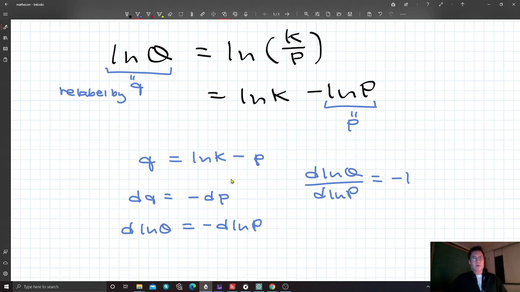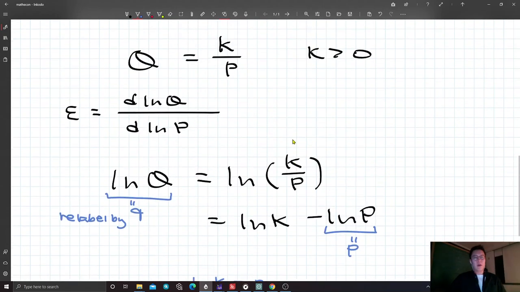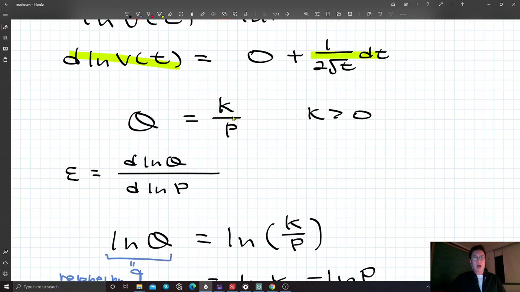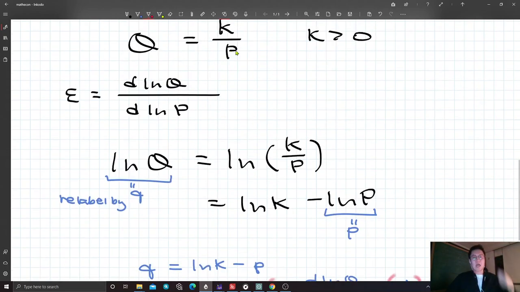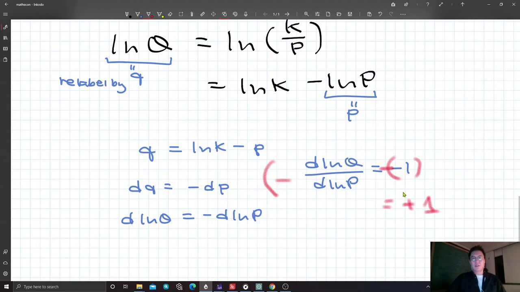So that is the way to compute price elasticity in a much simpler way, using a log differential. So it turns out that if the demand function follows this hyperbola, price elasticity is always equal to 1. We usually put the negative sign in front, so elasticity is defined by the negative of this guy. So we have positive 1. So that means whenever the demand function follows a hyperbola, demand is unit elastic at every point.